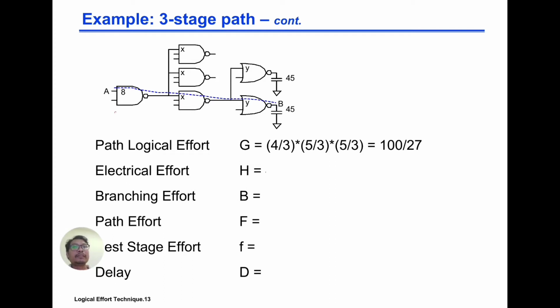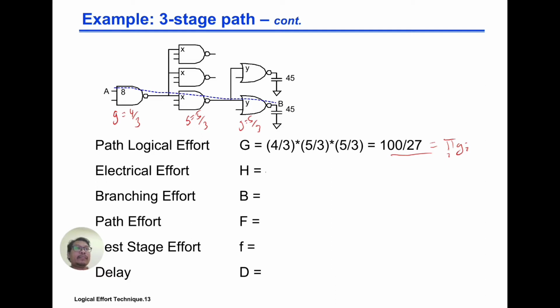We have the small g for a two-input NAND. If you remember, it's 4/3, and for a three-input NAND, our g is 5/3, and for a two-input NOR, our g is 5/3. Then our G is the product of the small g for all i. So 4/3 times 5/3 times 5/3, we have 100/27. That's our path logical effort.